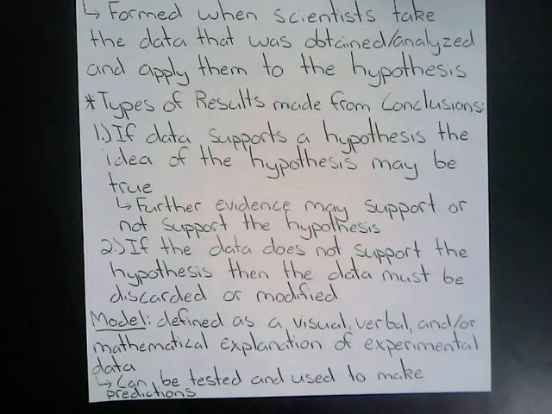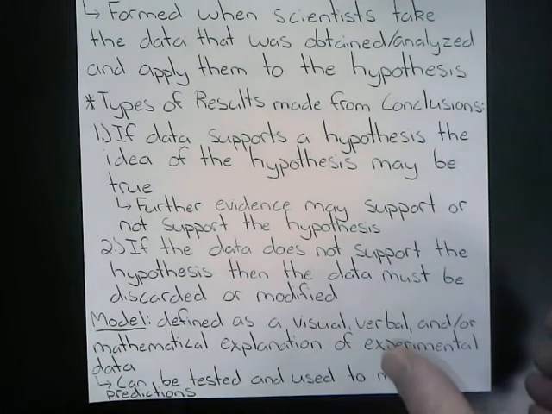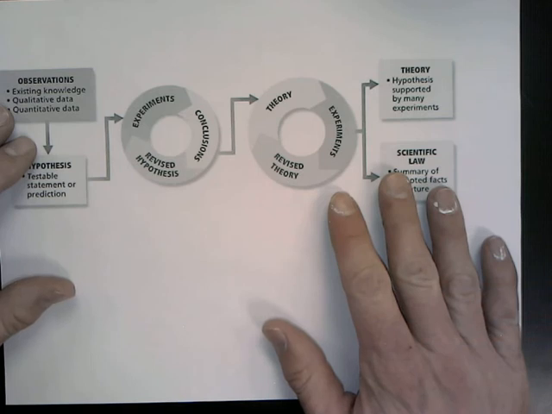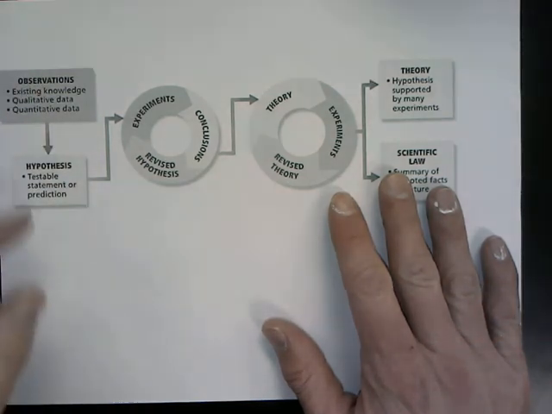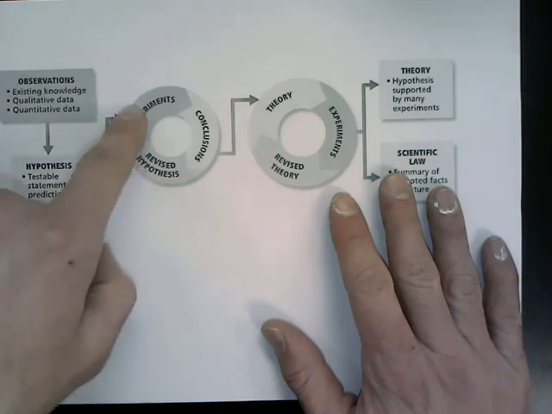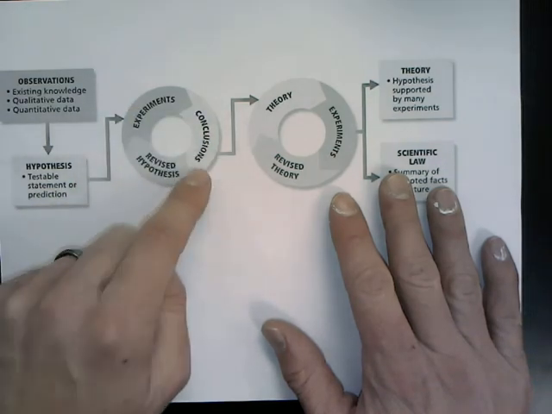Okay, so before we move on to our next topic here, I want to reintroduce a chart that I talked about earlier in notes. And that chart is this one here discussed earlier. And so far in notes, we've talked about observations and a hypothesis, and we've also talked about experiments and conclusions.